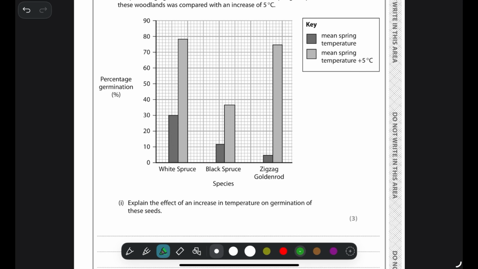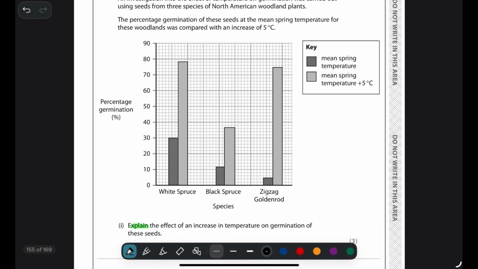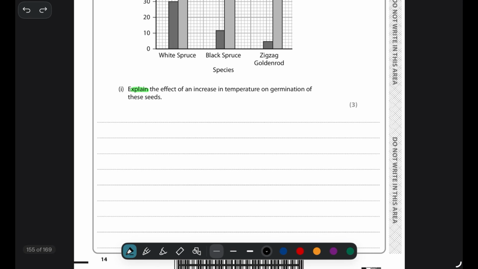So, first thing I'm going to say, explain. If I have an explain question, that means that they want me to pick out a piece of data and then they want me to use my biological knowledge to tell them what's going on. So that's the first thing I thought about. Now, looking at the data, in the mean spring temperature plus 5, it's higher for every single one of them, and that's significant. So because it's high for each one, that's what I'm going to start with. Increase in temperature leads to an increase in germination.